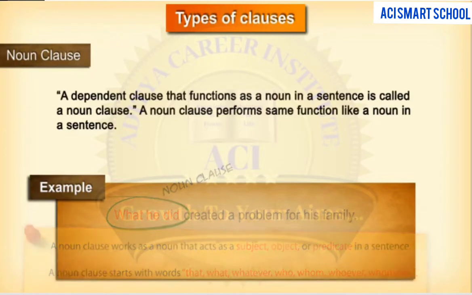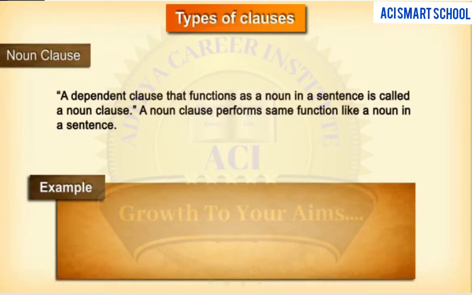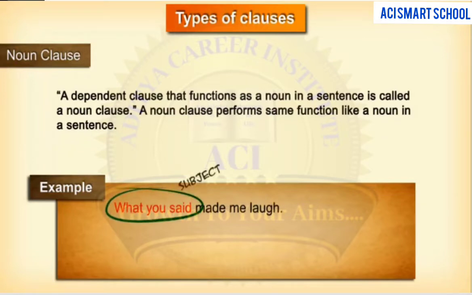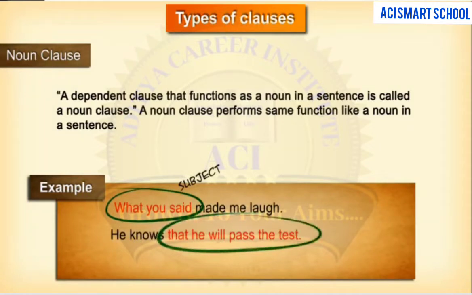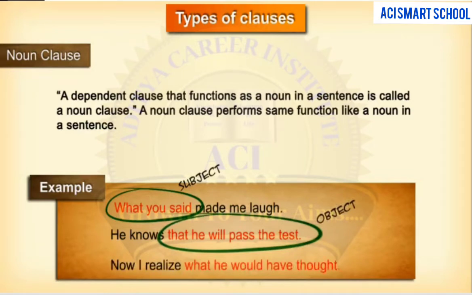Let us see some sentences. What you said made me laugh. Here, the noun clause is acting as a subject. He knows that he will pass the test. Here, the noun clause is acting as an object. Now I realize what he would have thought. Here, the noun clause is acting as an object.